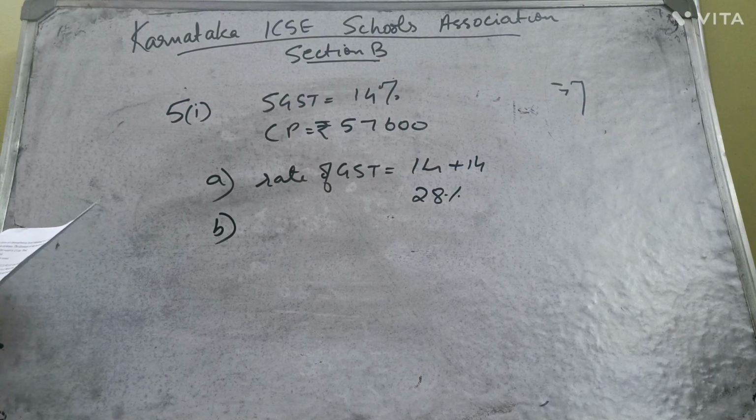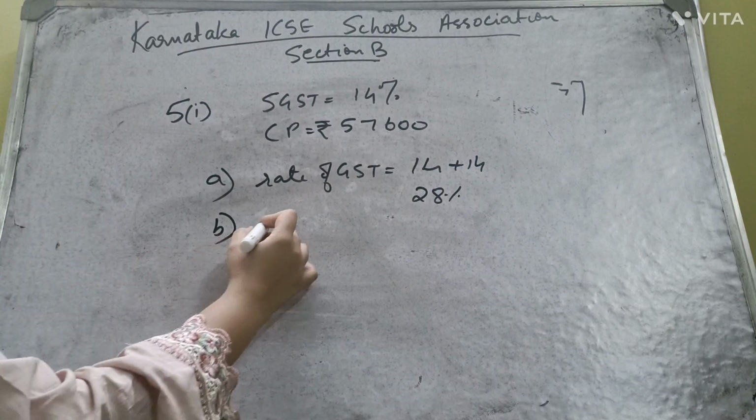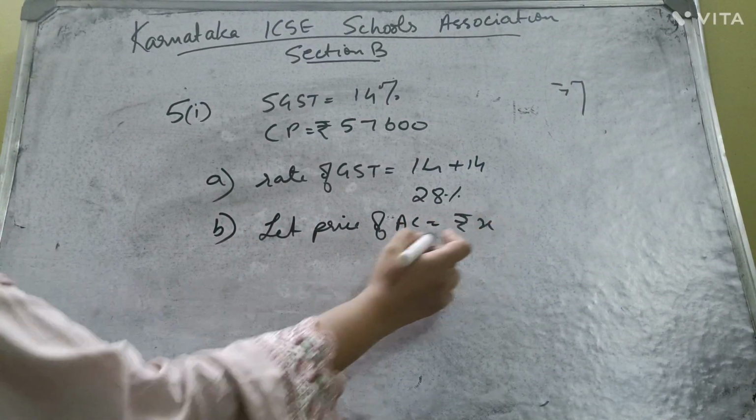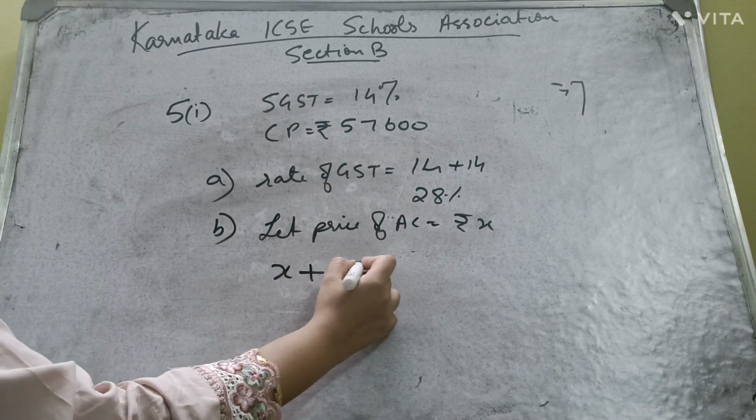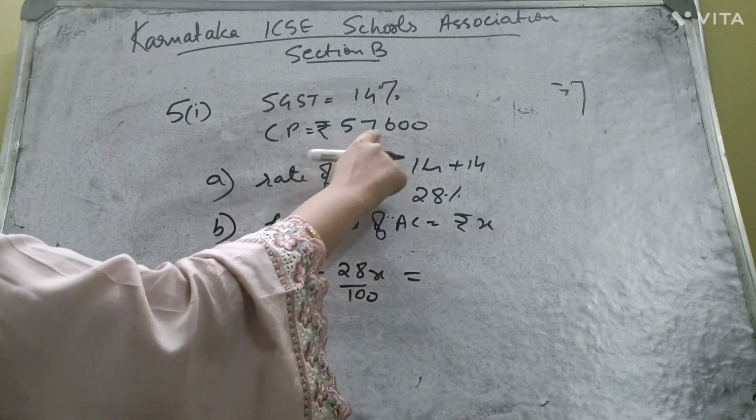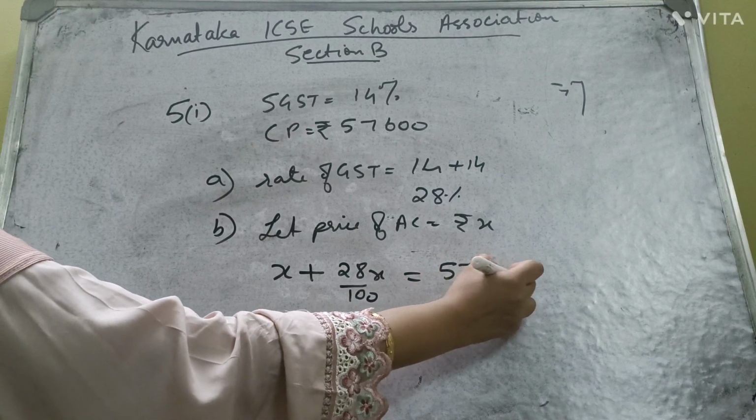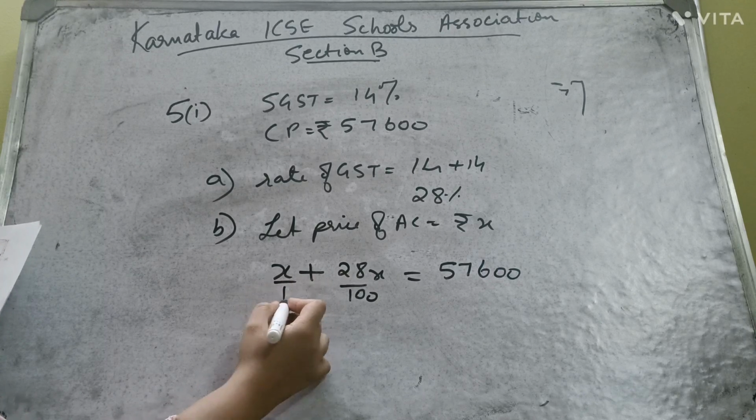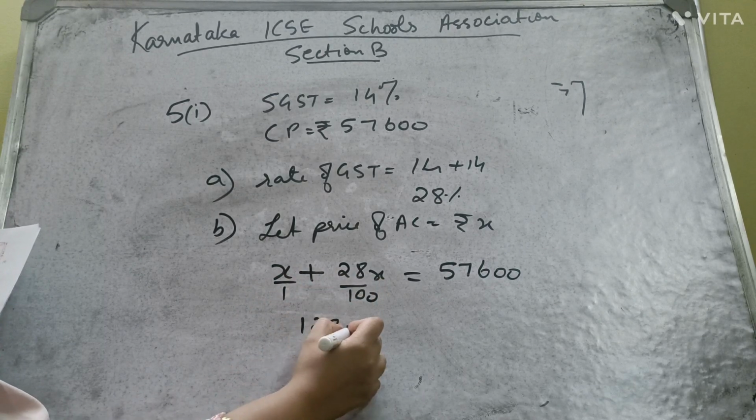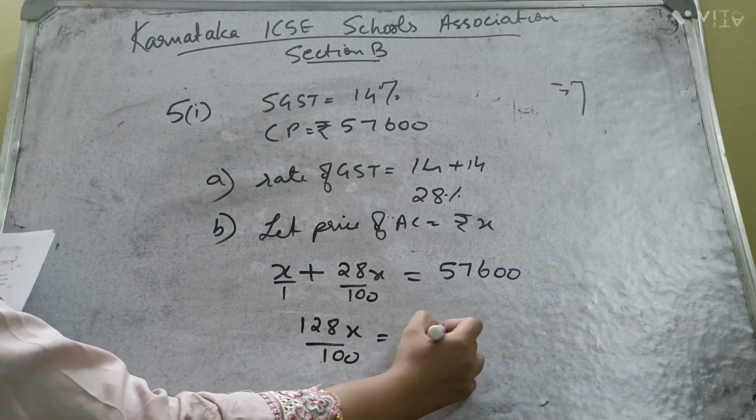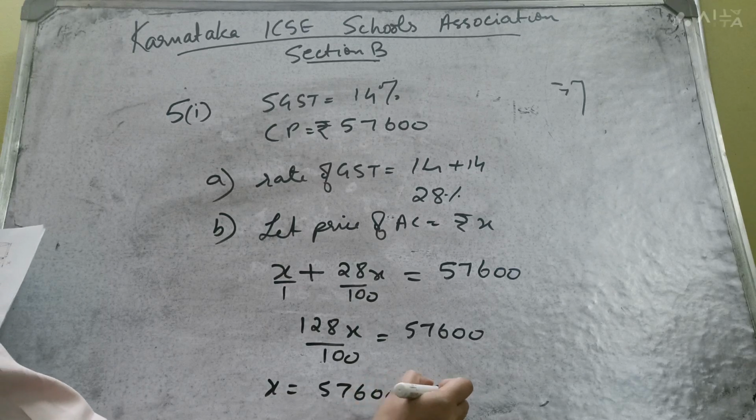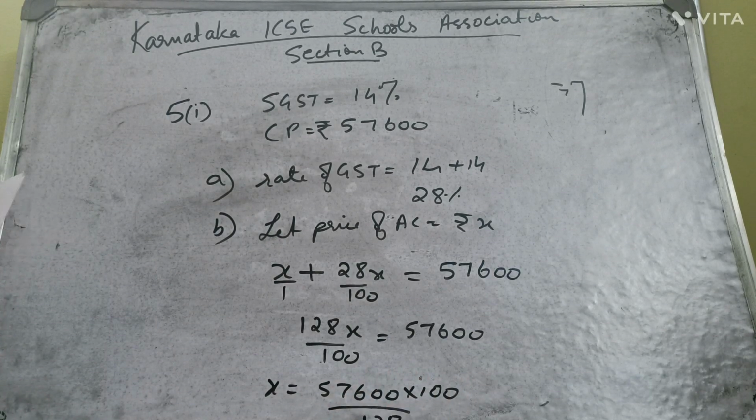Second question says, what is the price of AC before the GST value? So if we let the price of AC be rupees x, we know on x 28% gets added and the price came out to be 57600. To take LCM here, so you get 100x plus 28x, so you get 128x by 100, which is 57600. So x is equal to 57600 into 100 by 128. Reduce this part.